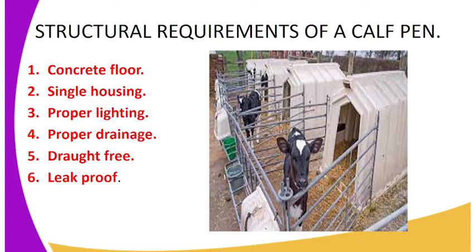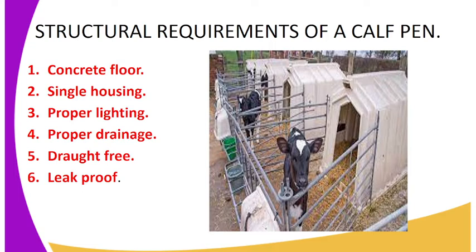Then the second one, single housing. Why should a calf be housed singly? It should be housed singly so that it will prevent the calves from licking each other and therefore end up swallowing balls of hair which upset digestion.